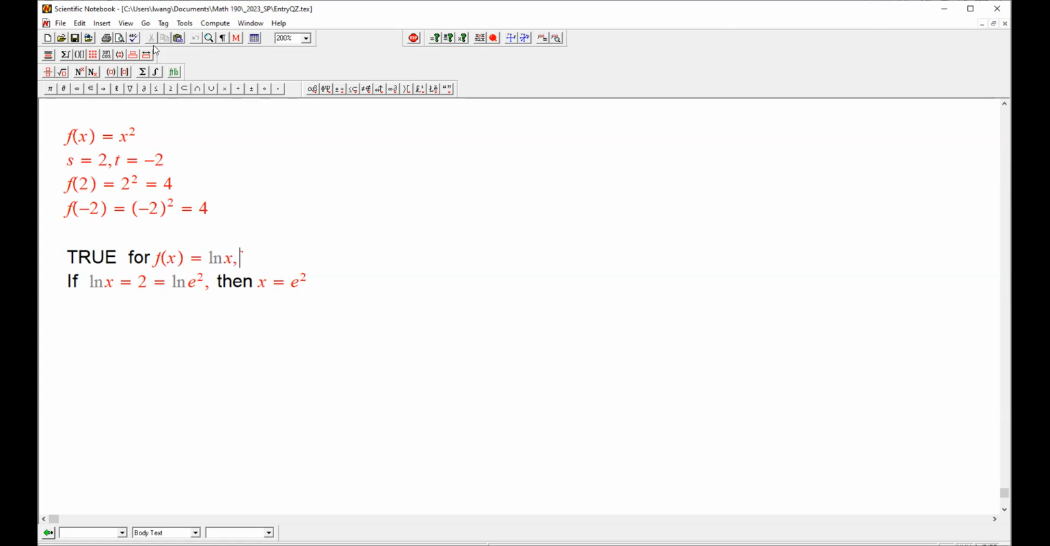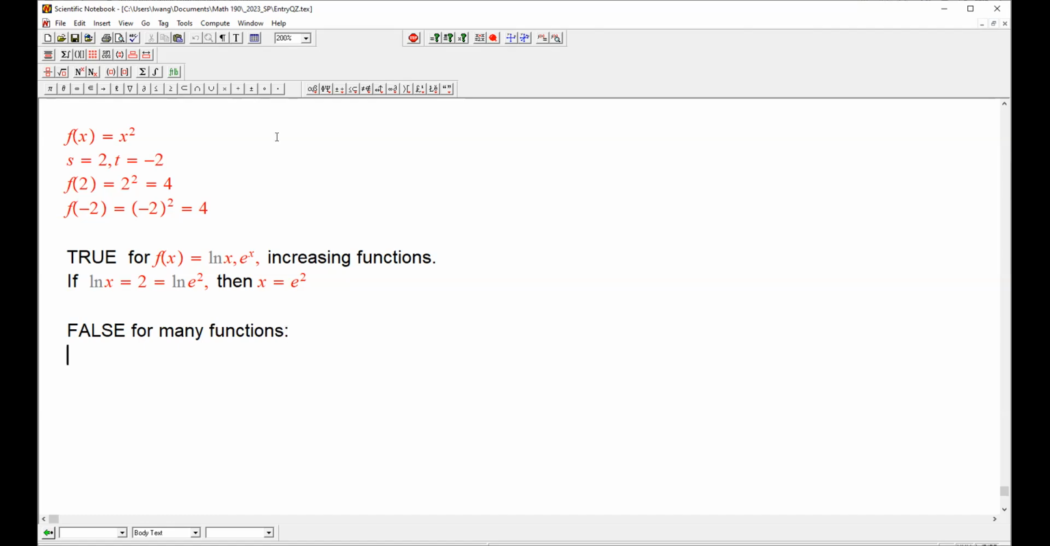It's also true for e to the power x, because these functions are monotone functions. What are monotone functions? They're either increasing or decreasing. And both of these functions are what? They are increasing functions. If a function is increasing in its domain or decreasing in its domain, this will be true. However, it is not true for many functions.